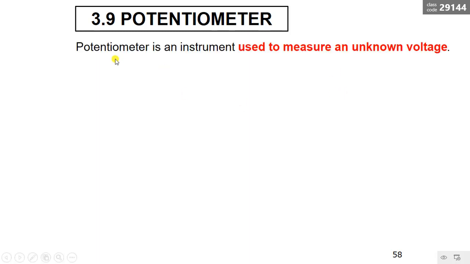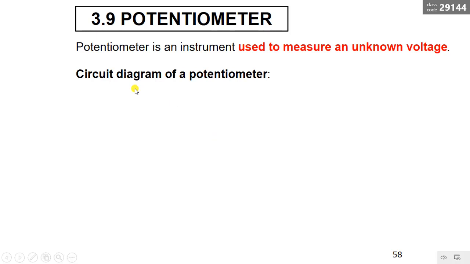We have 3.9 potentiometer. So what is meant by potentiometer? Potentiometer is an instrument or device that we use to measure an unknown voltage. So let's say you have a battery or a dry cell, but you don't know the voltage of that particular battery, then you can measure it using the potentiometer.